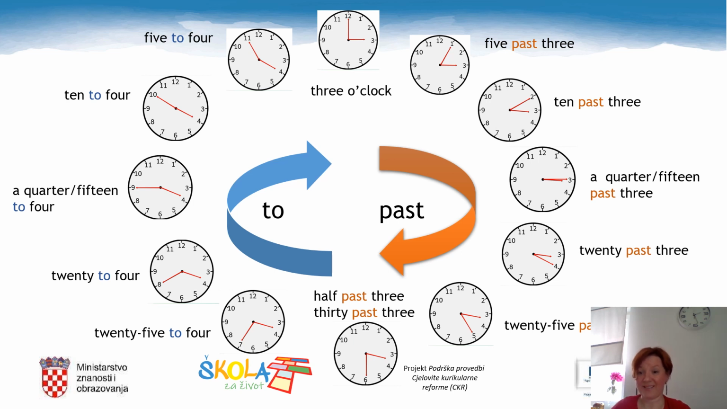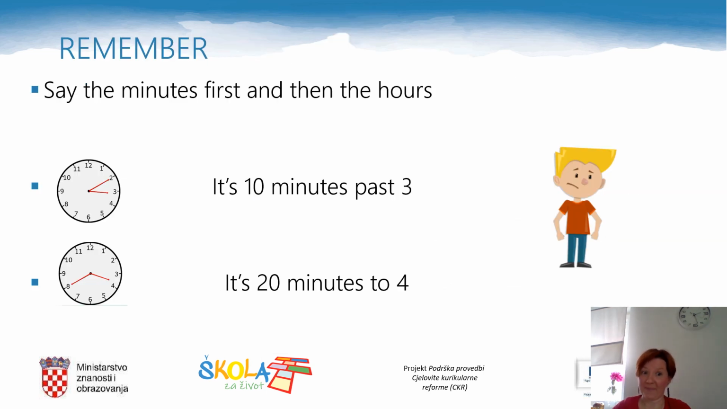Is that a bit easier for you now? Is it clearer? I hope it is. Remember, in English, when you say time, always say the minutes first and then the hours. Take a look at the first clock. It is 10 minutes past 3. And the next one, it is 20 minutes to 4.